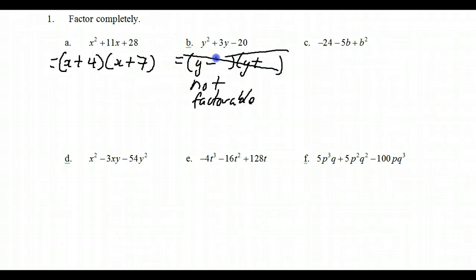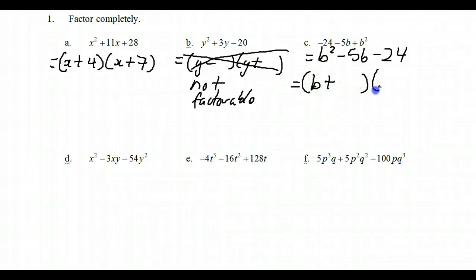Okay, we cannot factor this. For this one, let's rewrite this: b squared minus 5b minus 24. I like to have the b up front. I want the variable that's squared up front. So I know this will be b plus and b minus.